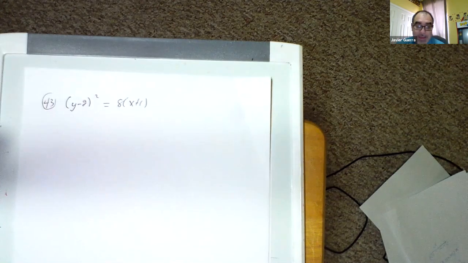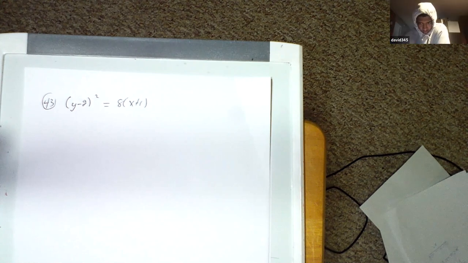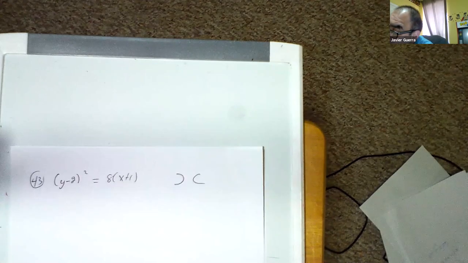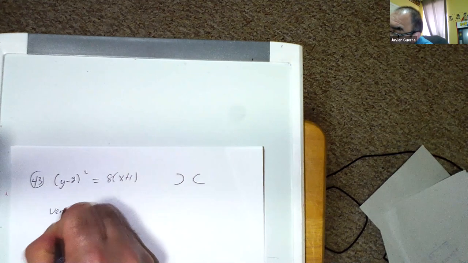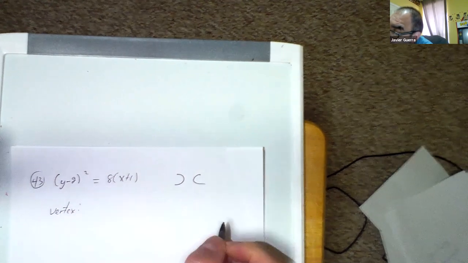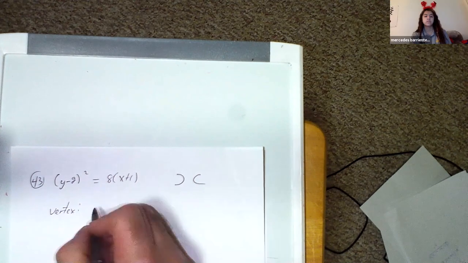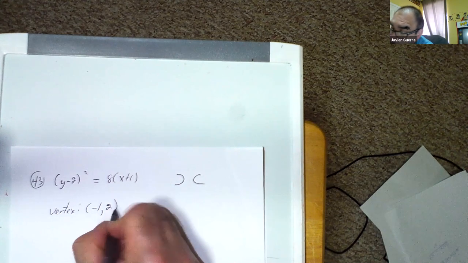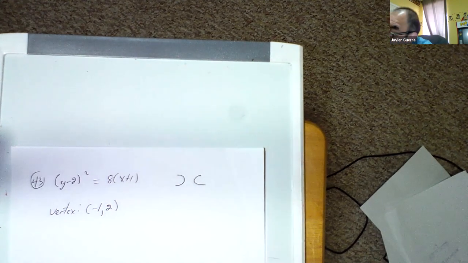All right, so let's see if you guys remember. Does the parabola face up or down or left or right? Left or right. Okay. And what is your vertex? Negative 1, positive 2 is correct. All right, cool beans.